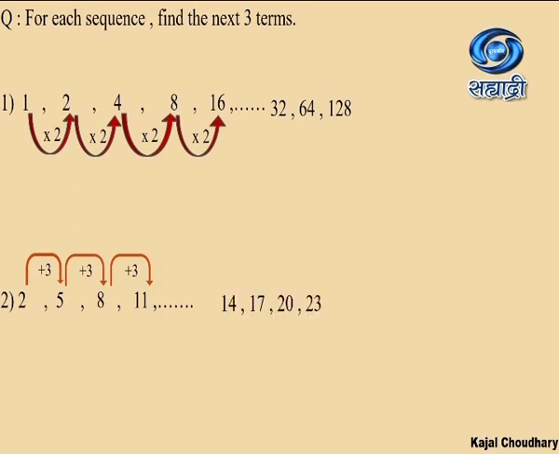11 plus 3, 14. 14 plus 3, 17. 17 plus 3, 20. 20 plus 3, 23, and you can go on and on and on. So this is how we have to identify the pattern according to which the sequence is moving, and we can find any number of terms they had asked us to find in that question.